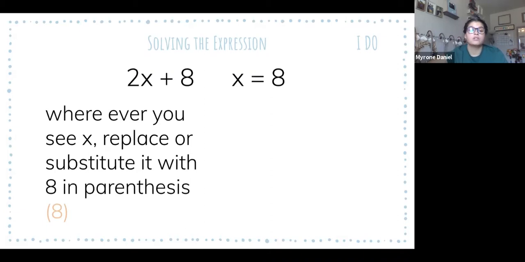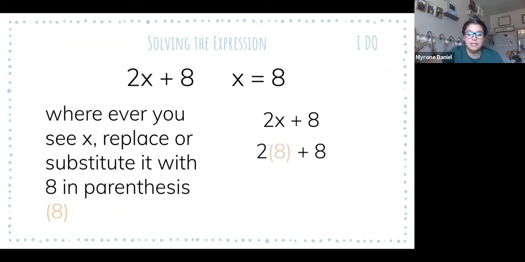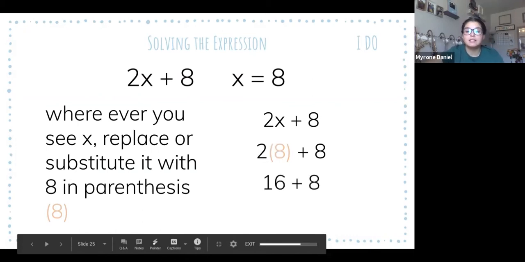So wherever you see x, I want you to replace it or substitute it with 8 in parentheses. This is very important. Again, parentheses are very important when you're substituting numbers for variables. If you put 8 by itself with no parentheses, it's going to look like 28 plus 8, and that is going to give you the wrong answer. Make sure that when you are putting variables in, you're substituting the variable with parentheses that the variable stands for. So in this case, the variable is x, and it stands for 8, and that 8 needs to be put in parentheses. So we rewrote the expression 2x plus 8. We're going to substitute x with 8 in parentheses. We're going to use our order of operations and solve this problem correctly. And then we have 16 plus 8 is 24.